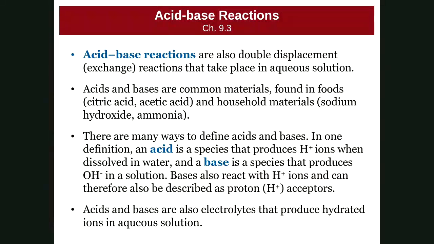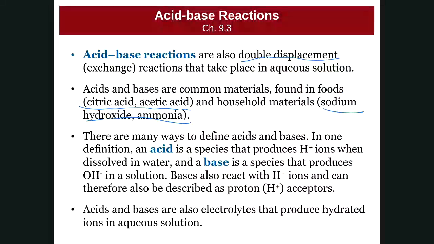All right, so we also talked a little bit about acid-base reactions last time. So what else do we know about acid-base reactions? Acid-base reactions are double displacement or exchange reactions in aqueous solution. And acids and bases are things that you've probably heard of already. There's lots of acids in foods. There's citric acid in lemons, and acetic acid is vinegar, which you probably use in a lot of cooking. And then household materials are typically bases. So cleaning products like sodium hydroxide and ammonia are very common cleaning products in your house.